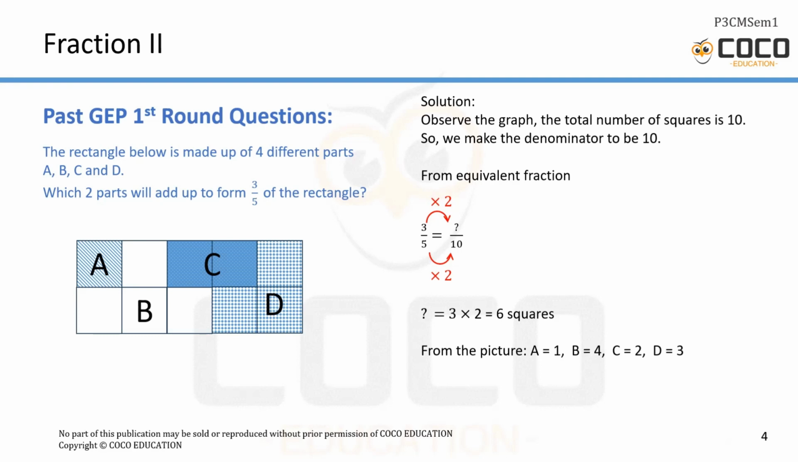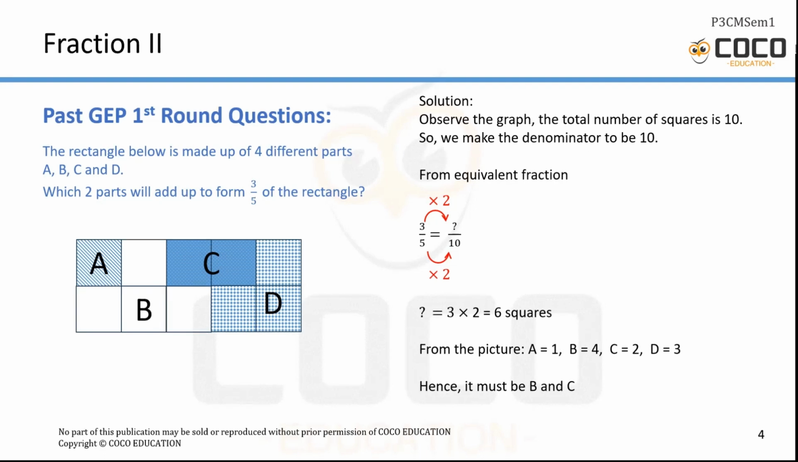Correct? So when you do this one, don't do it from the fractions. Don't think A equals 1 over 10, B equals what fraction, then you add them together. It will be hard. We just make the numerator 6. It will be easier. Okay, so very easy to find. B and C together will be 6 squares. So the final answer for this question is B and C.